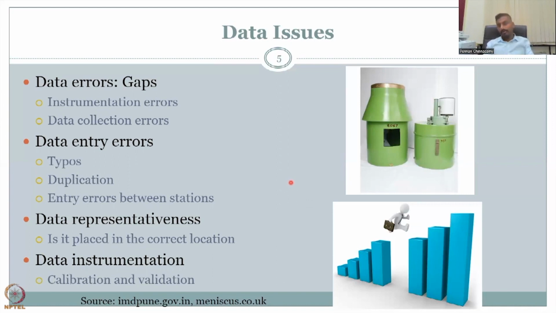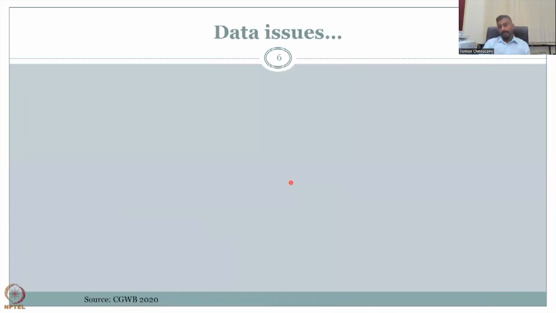Data instrumentation also lacks calibration and validation. For example, it may be recording correctly as per the instrument setup, but it has to be calibrated to the current situation and validated. So all these are needed for better data.